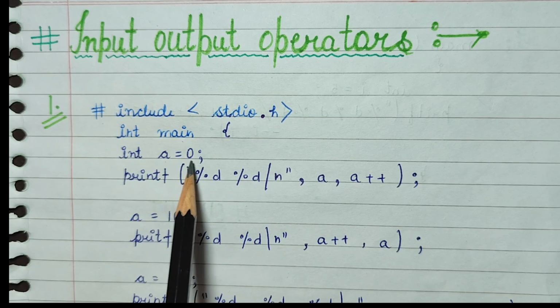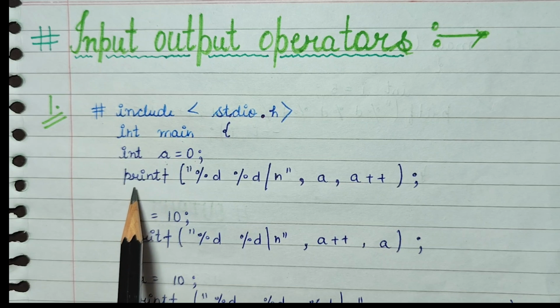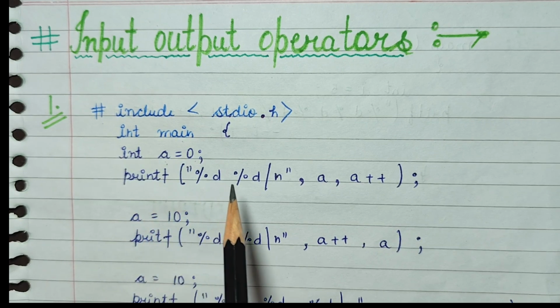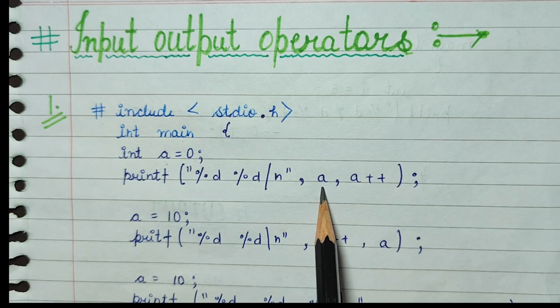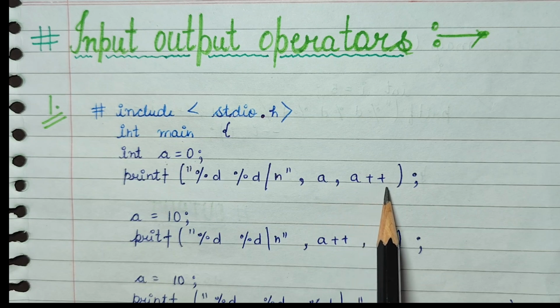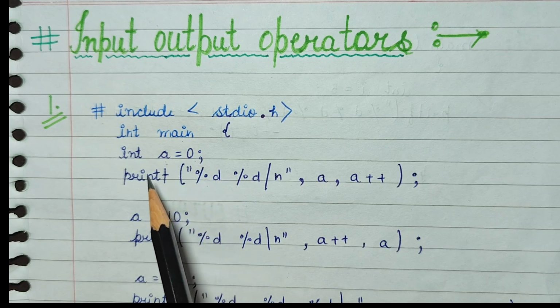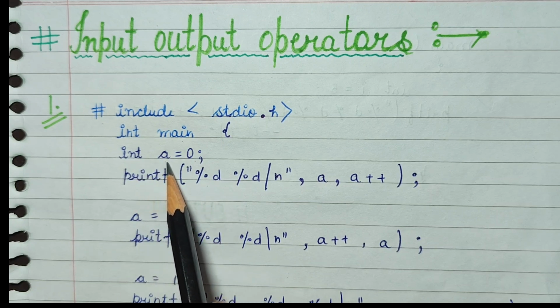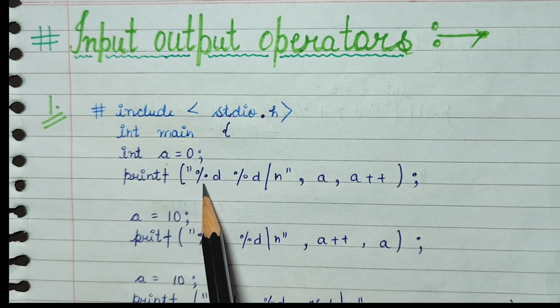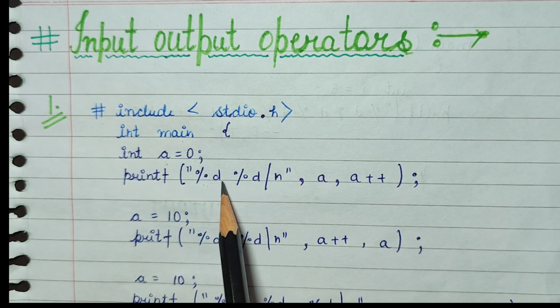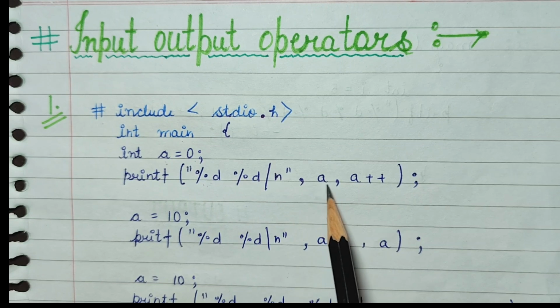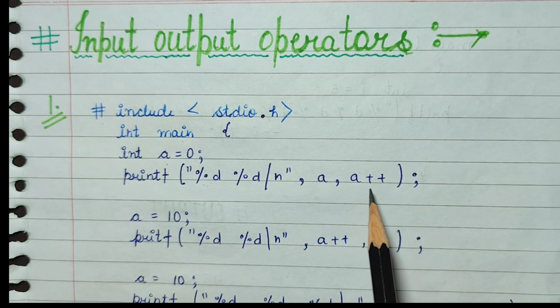Now we initialize a with value 0. Now in this printf statement, we are displaying a and value of a++. I hope all of you know %d is a format specifier that is used for integer value. A is an integer, that's why I use here %d. I use here %d two times because I am displaying two values, a and a++.